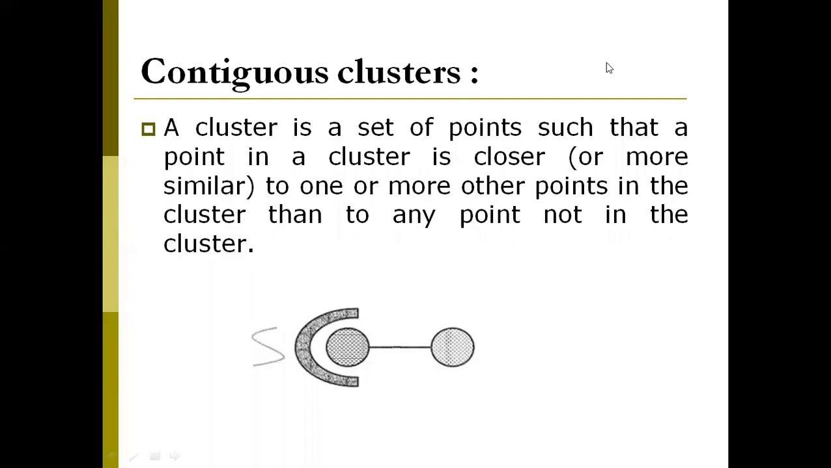Coming to the third one, contiguous clusters. A cluster is a set of points such that each point in the cluster is closer to one or more other points in the cluster than to any point not in the cluster. Which means in contiguous clusters, assume this is one cluster. This cluster has different data points. These are the data points I have in my cluster, right?